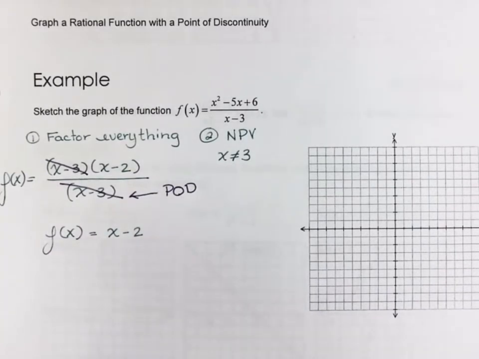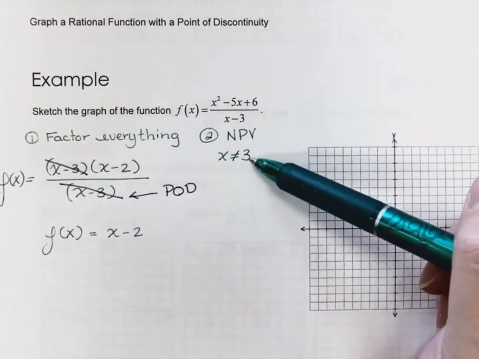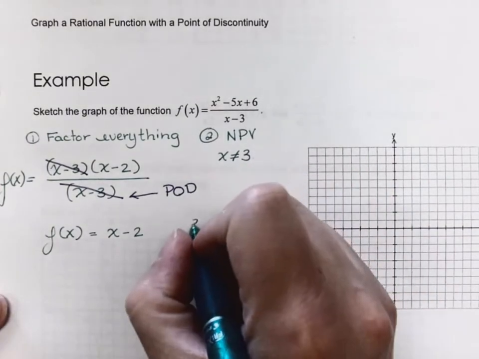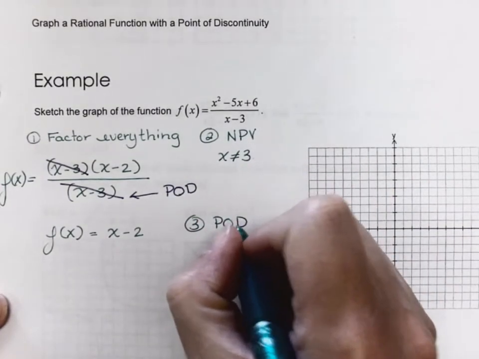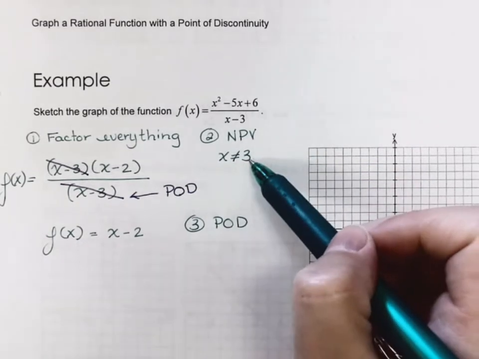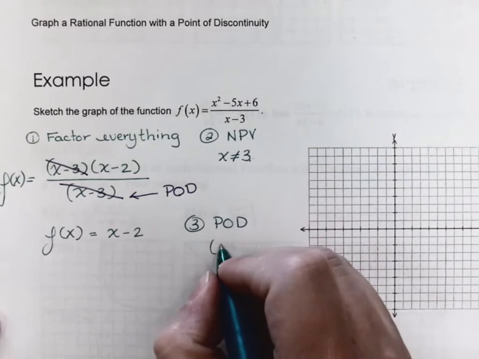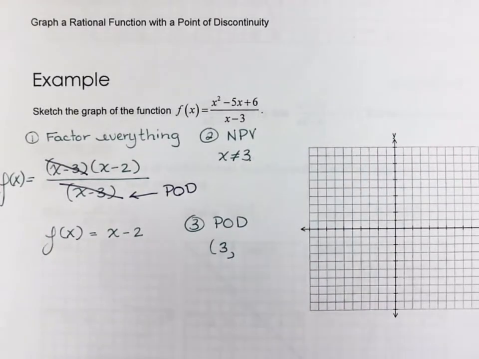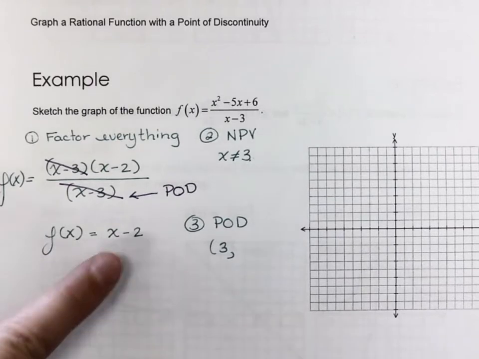That's pretty exciting. But because you did the act of canceling something out, you have a point of discontinuity, and we know that because we had a non-permissible value. So we have to figure out where our point of discontinuity is. So where's the x value that we can't have? 3. Good job, everybody. So we know that the x coordinate is 3. We know that from our non-permissible value. And to find the y coordinate of it, guess what we do? Substitute it into where? The simplified version.